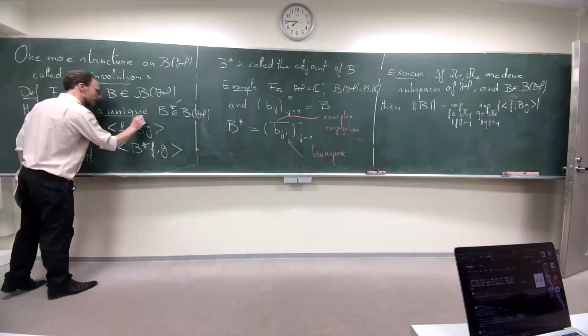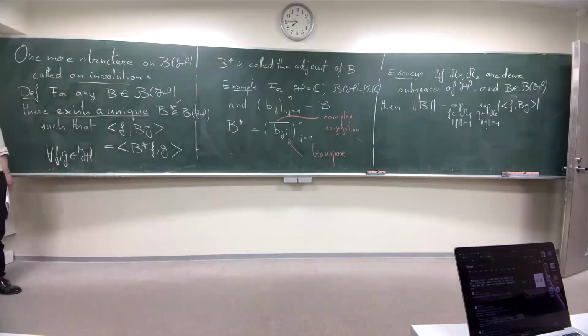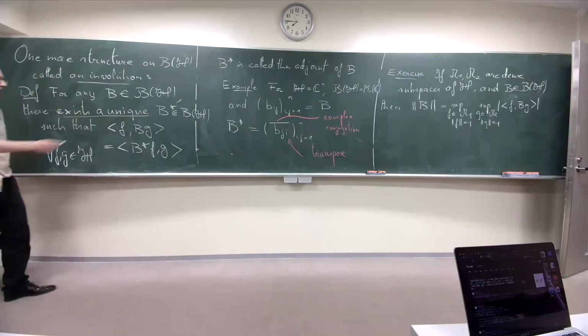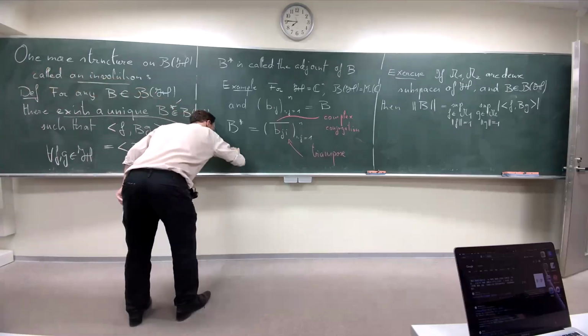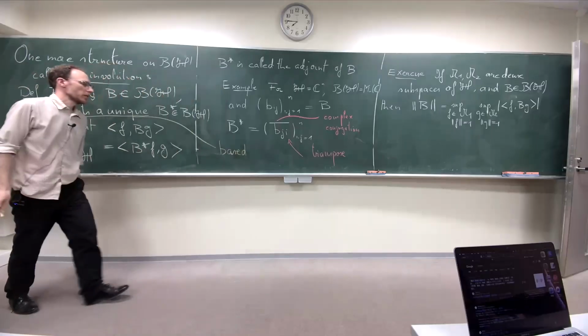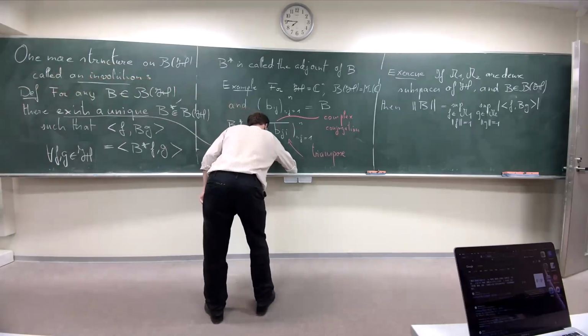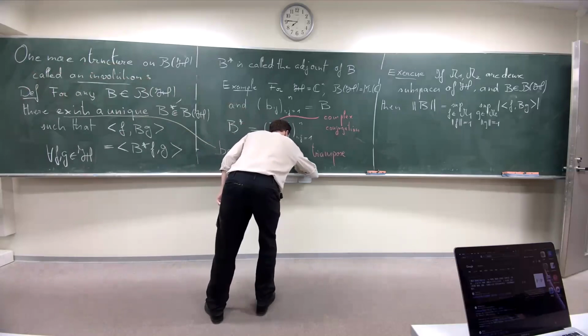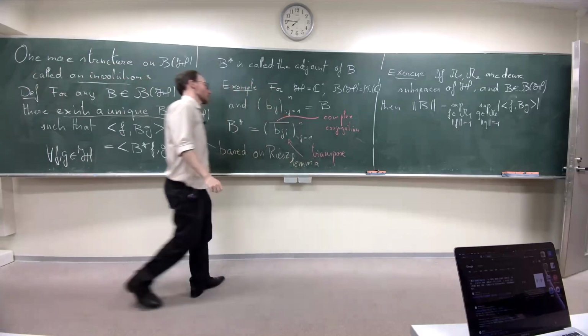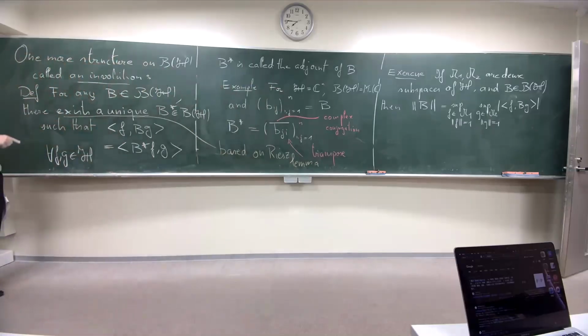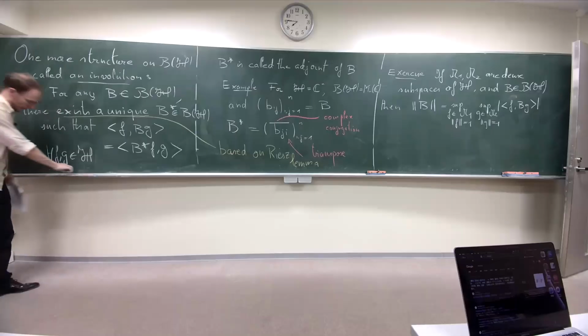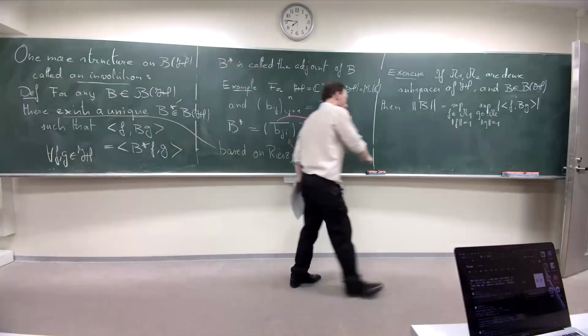How do you prove that there exists a unique B star? This is Riesz lemma. I don't give the proof, but it's a standard one based on Riesz lemma. So you use Riesz lemma to show that for all Hilbert spaces, there exists an adjoint for all bounded linear operators. All right. So this Riesz lemma is very important because of this adjoint. Some properties.